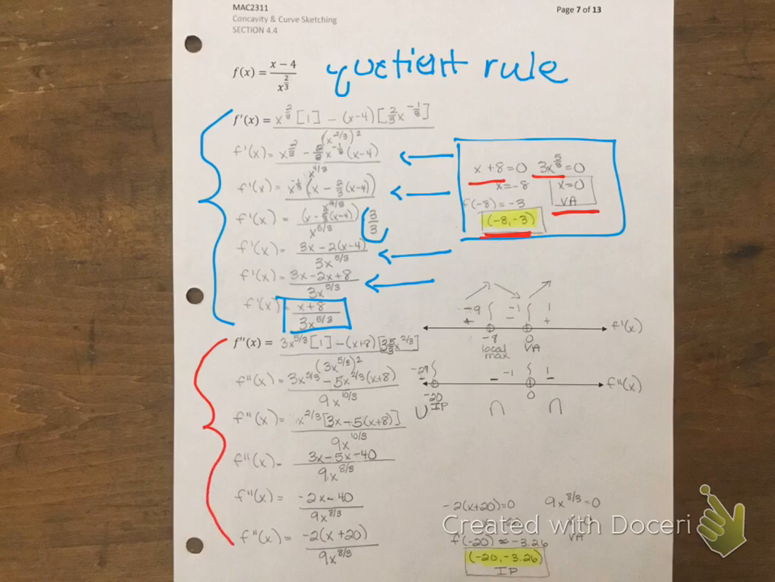Repeat that really ugly process with the second derivative. So again, I am taking the derivative of the first derivative here. I am applying the quotient rule. I am working on making it pretty. I am factoring out the GCF. I am distributing that -5. I am simplifying everything. And when I do that, in factored form, here is my second derivative.